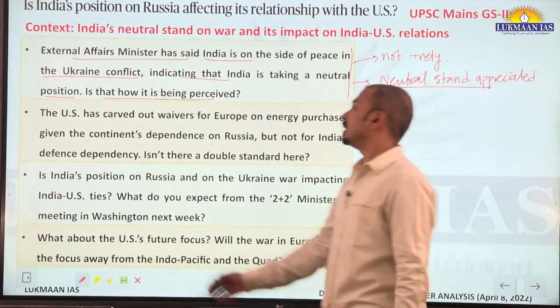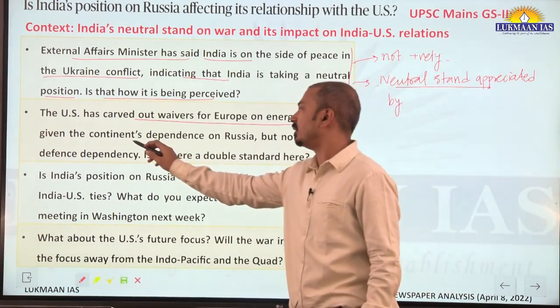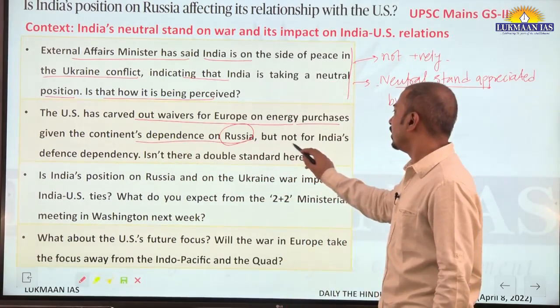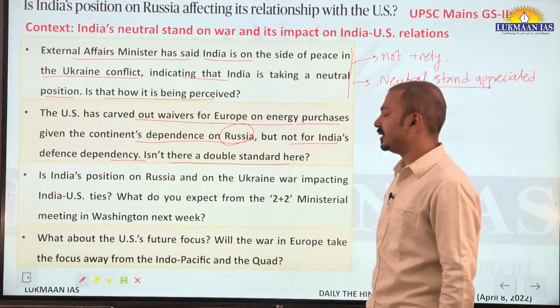Then next, the US has carved out waivers for Europe on energy purchases, given the continent's dependence on Russia, but not for India's defense dependency. Isn't there a double standard here?